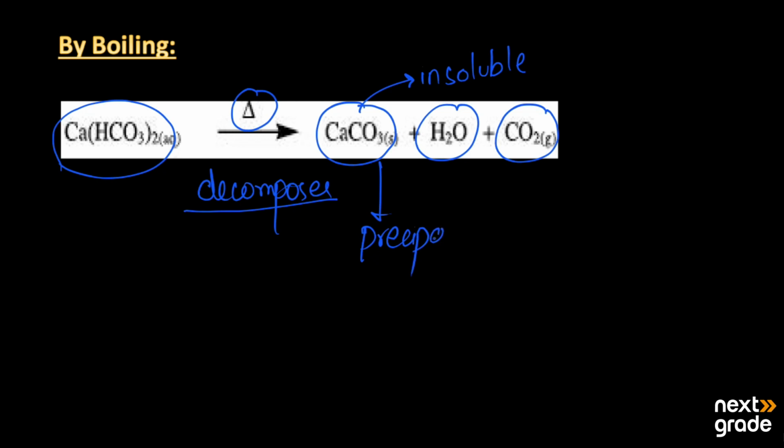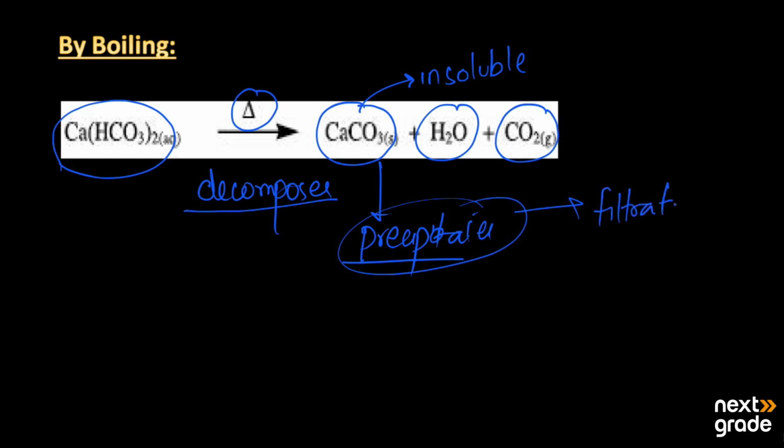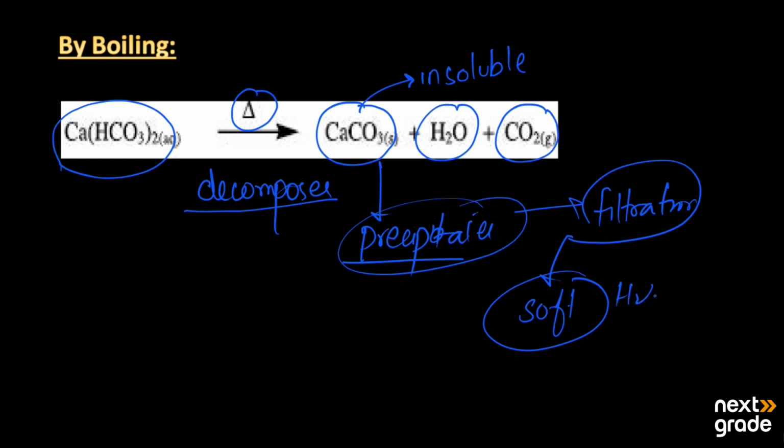When we get the precipitates of the insoluble calcium carbonate, these precipitates can simply be removed by the process of filtration, and in turn the water we get is converted into soft water. Now that soft water does not have any carbonates, bicarbonates, sulfates or chlorides.